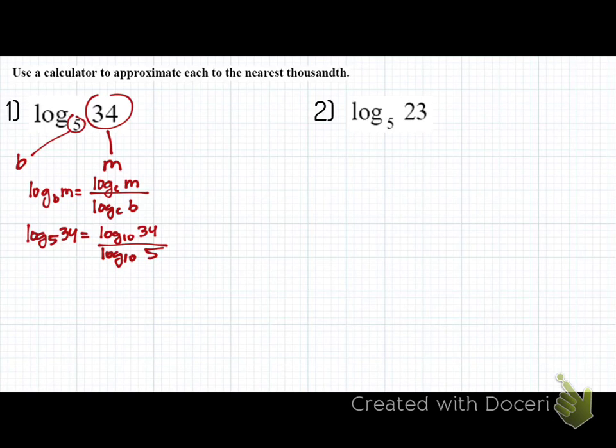So let's all pull out our calculators, and you're going to push the buttons along with me so you can practice as I go.